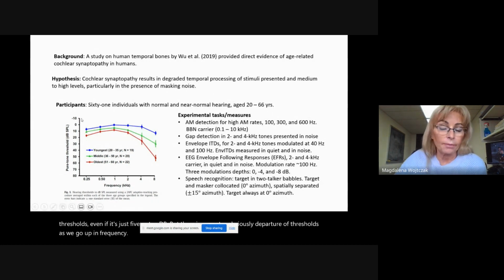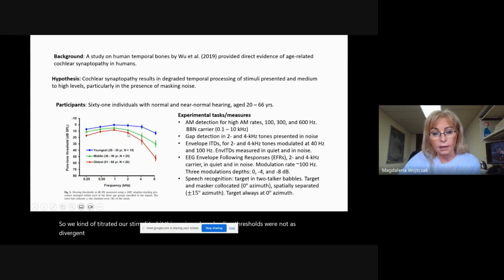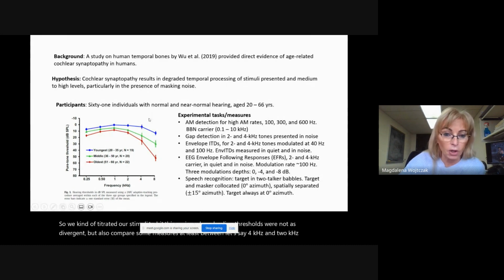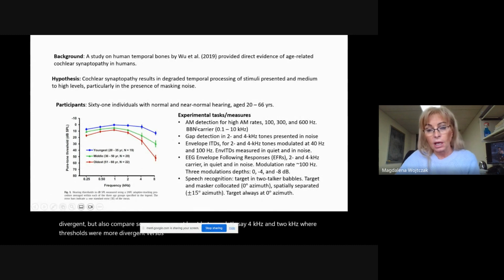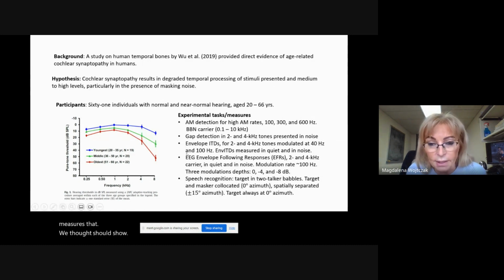So we titrated our stimuli to hit the region where hearing thresholds were not as divergent, but also to compare some measures between, let's say, 4 kilohertz and 2 kilohertz, where thresholds were more divergent versus less divergent. And we collected a bunch of behavioral measures that we thought should show some deficits consistent with cochlear synaptopathy, and that was AM detection thresholds.